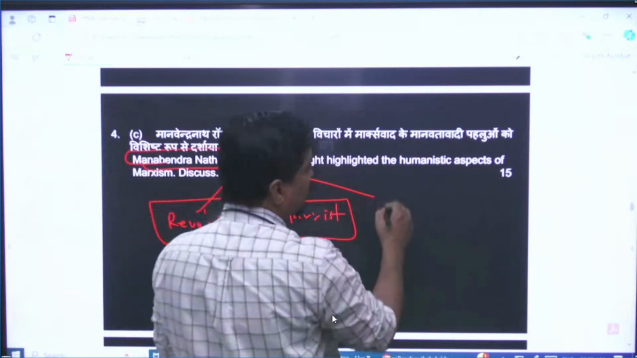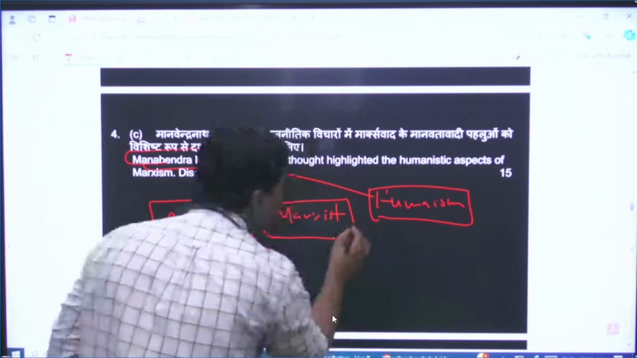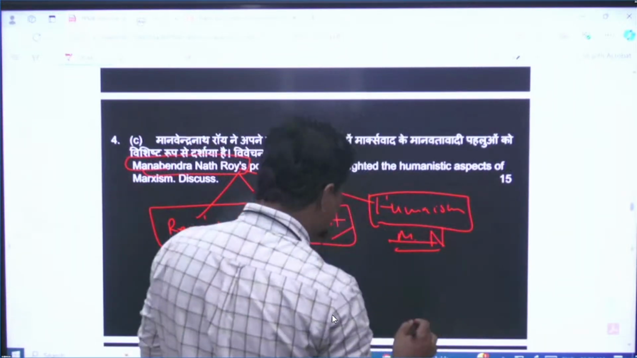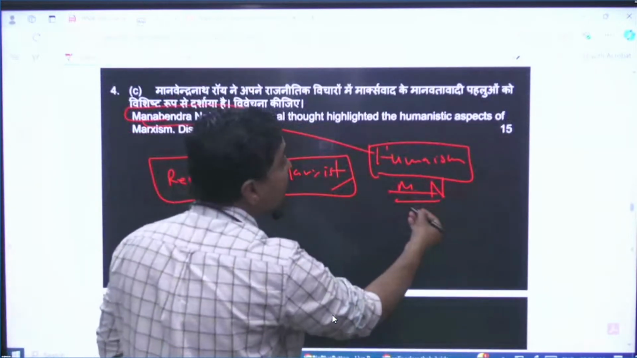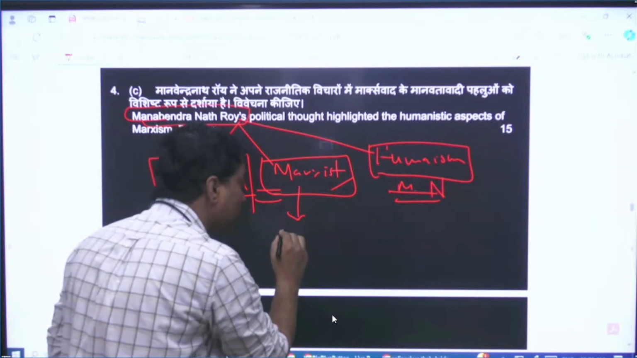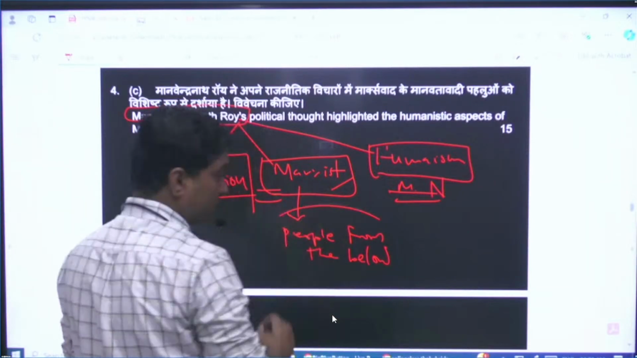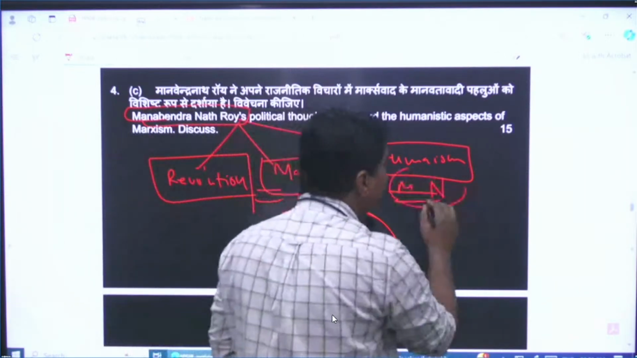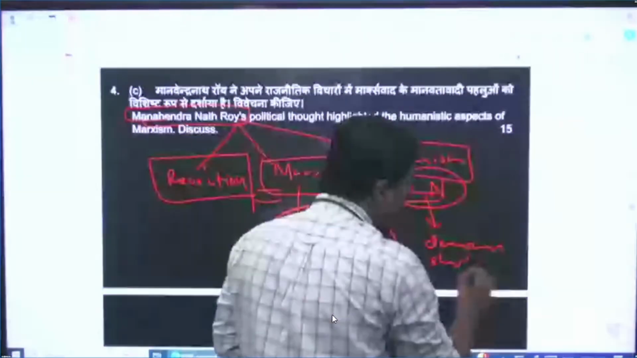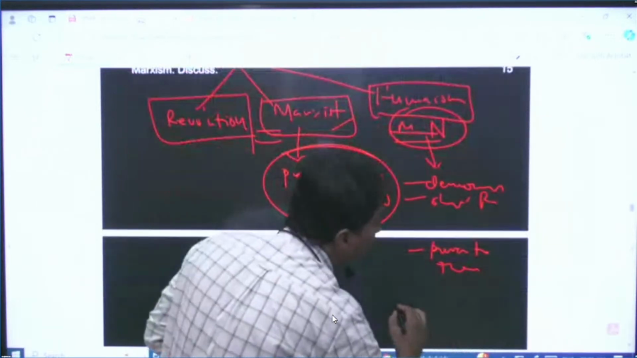And third is the humanistic aspect, humanism. Here Roy became a critique of Marxism, and he proposed humanism. But his humanism was the humanistic aspects of Marxism. Marx also thought about the people from below. And Roy also thought that democracy should be from below, and power to the people. His idea of development was also a bottom-up approach, right?